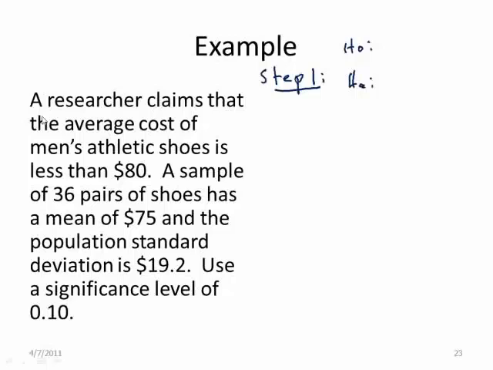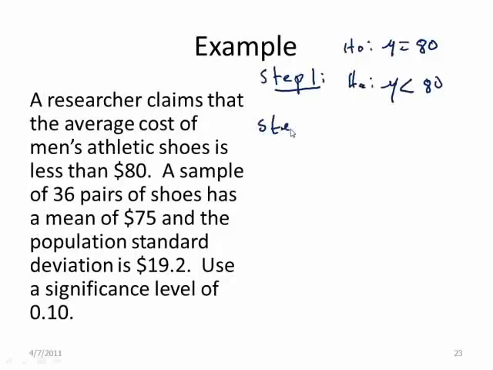So here, the first sentence: a researcher claims that the average cost of men's athletic shoes is less than $80. Is this a statement of difference or non-difference? So is this the null or the alternative? So we can write mu is less than 80. So our null, mu is equal to 80.